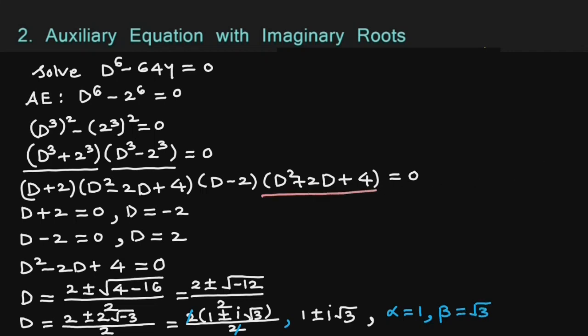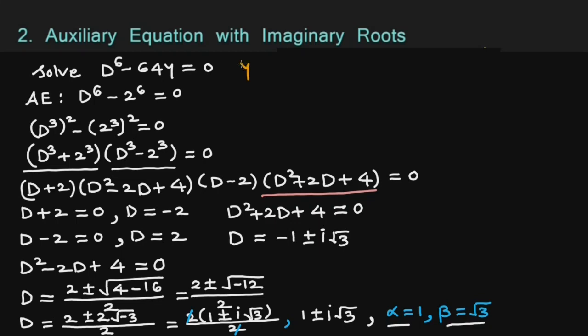This factor gives another quadratic equation, d square plus 2d plus 4 equals 0. On the same lines, the roots of this quadratic equation d will be minus 1 plus or minus i root 3.